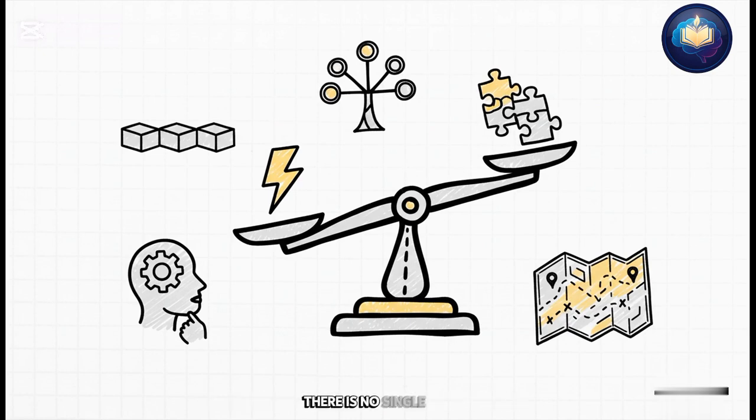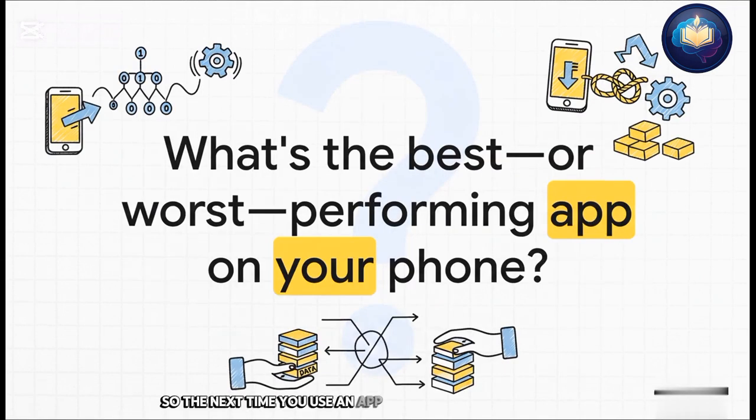There is no single best data structure or best algorithm for every situation. The real genius of software engineering is in understanding these trade-offs, knowing your data, knowing what you need to do with it, and then picking the perfect combination of tools for that very specific job. So the next time you use an app that feels incredibly fast, or one that makes you stare at a loading screen, you'll know why. It isn't magic. It's the result of countless tiny, invisible decisions, all part of this elegant dance between data structures and algorithms.